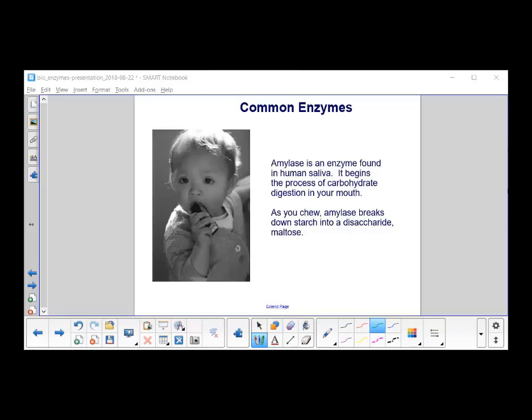The second common enzyme we can discuss is the digestive enzyme amylase. Amylase is an enzyme found in human saliva that begins the process of carbohydrate digestion in your mouth. What amylase does is break down that large starchy molecule into the disaccharide maltose.